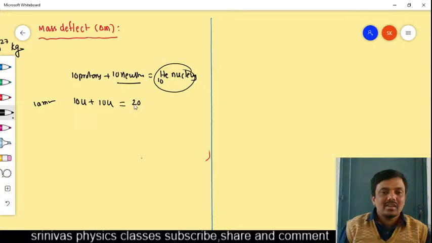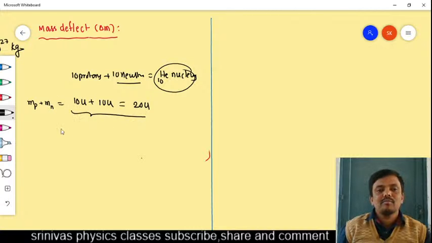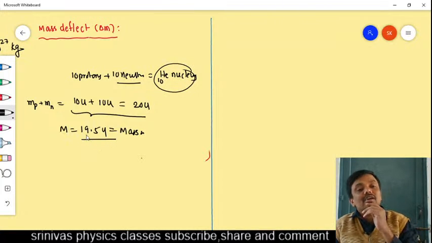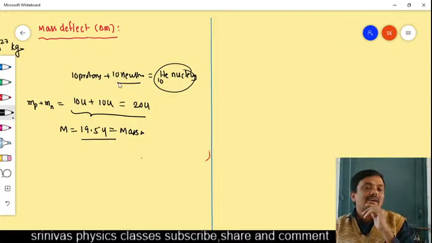But in practice, if you add the mass of protons and neutrons, you get 20u. But the mass of the nucleus, how much are we getting? Some 19.5u. This is the mass of the nucleus. Actually, this nucleus mass should be equal to 20u, but finally we find 19.5u.